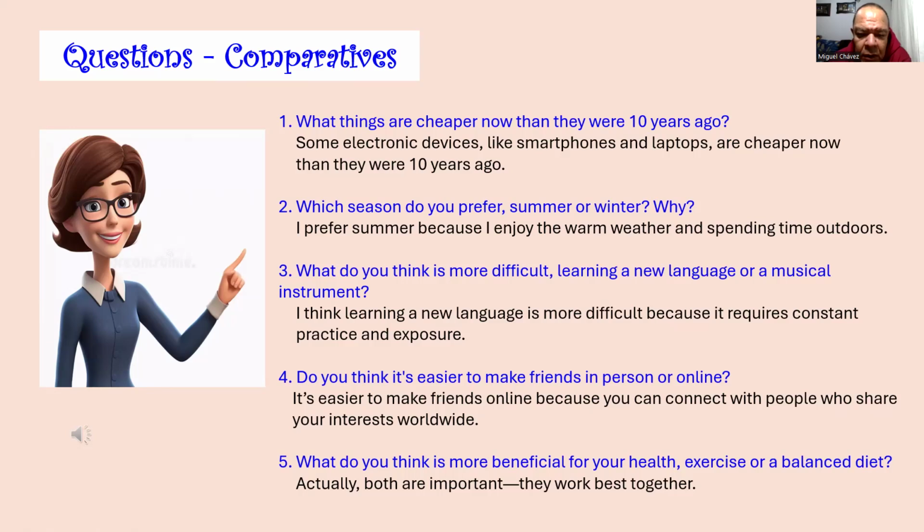What do you think is more difficult, learning a new language or a musical instrument? I think learning a new language is more difficult because it requires constant practice and exposure. Do you think it's easier to make friends in person or online? It's easier to make friends online because you can connect with people who share your interests worldwide. What do you think is more beneficial for your health, exercise or a balanced diet? Actually, both are important. They work best together.